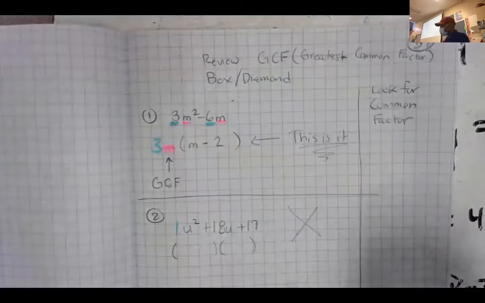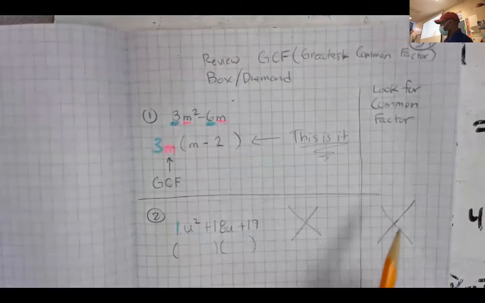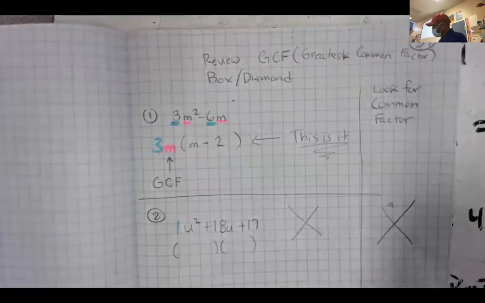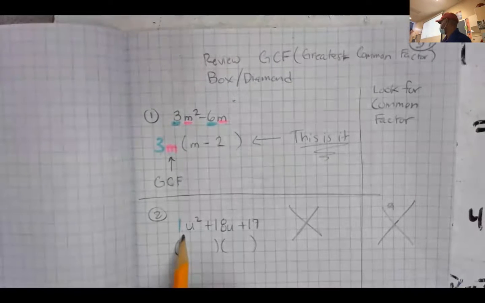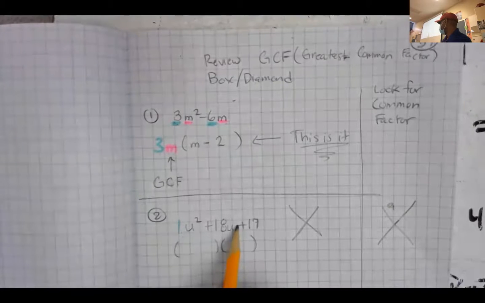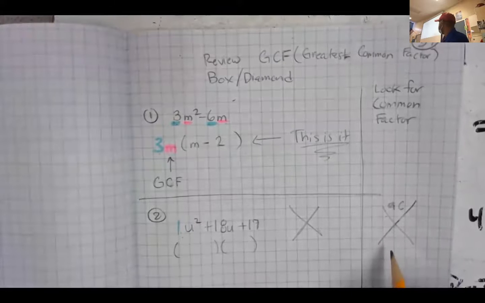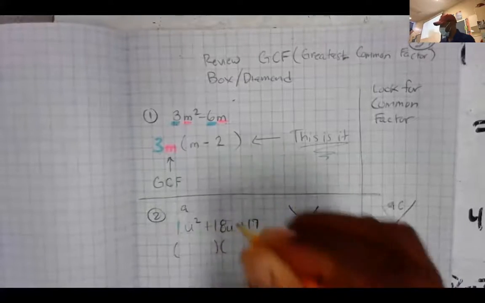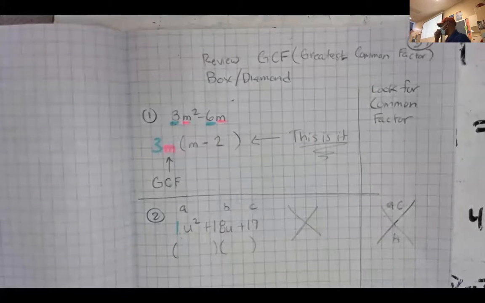With the diamond, I'm going to put this over here on the side. The number on the top is your first term, A, times the last term, C. So A times C, and then what goes on the bottom? Your B term. So this is A, this is B, this is C: A, B, C when you have 3 terms.